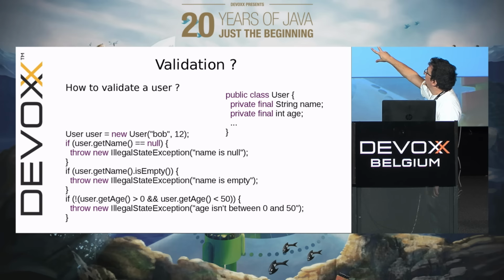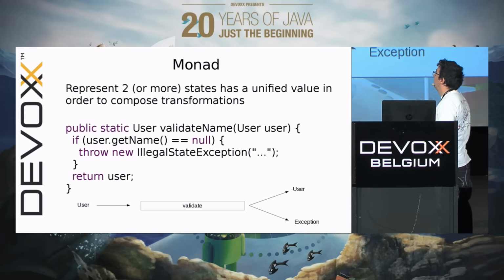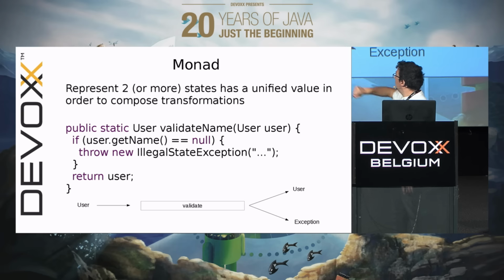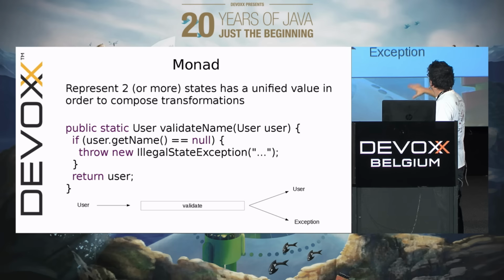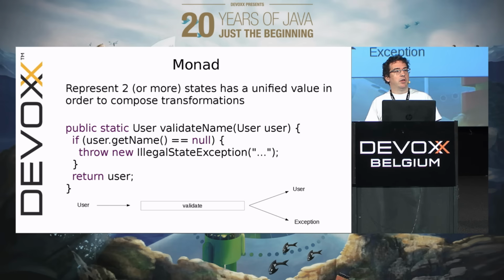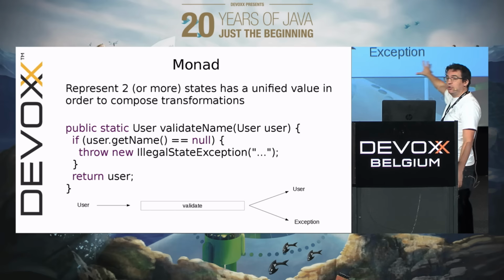I have a problem here, because when I have an if like this, basically I have two outputs, which is either the user is validated or I have an exception. So I have a user as an input. I want to validate it with some parameter, like the name should be not null. But the result is either a user or an exception. So I will not be able to chain my calls. Because if I want to chain my calls, the input and the output should be the same.